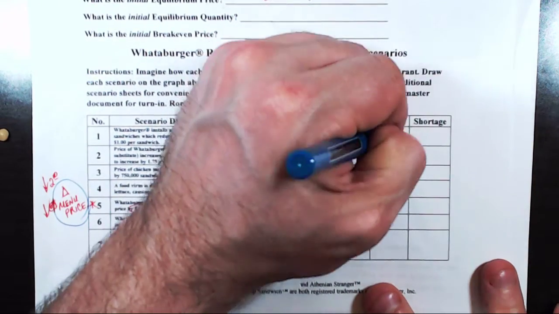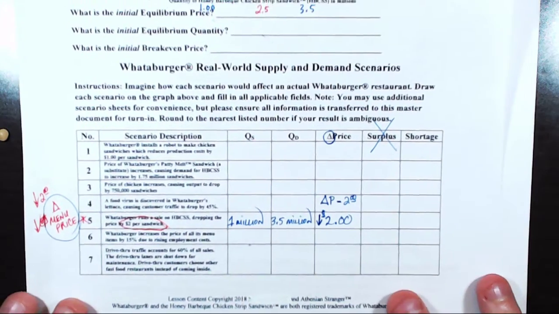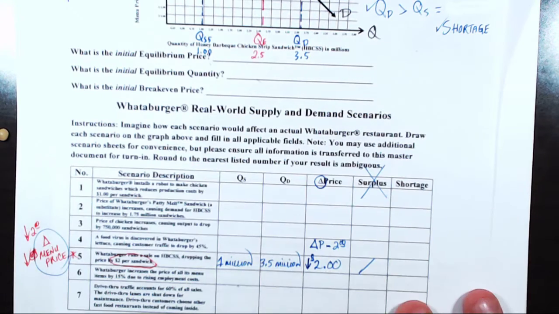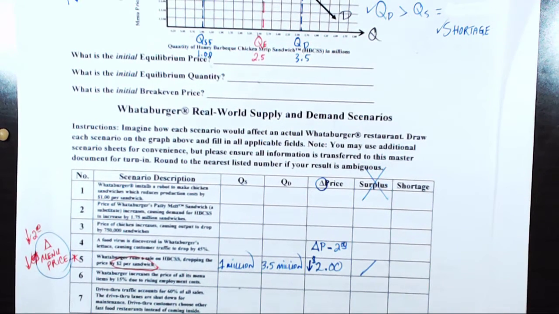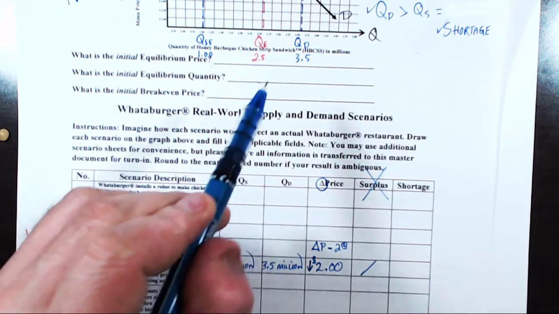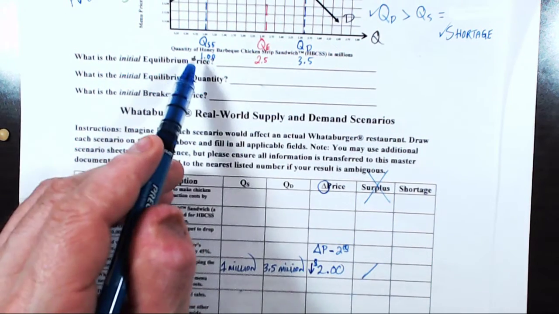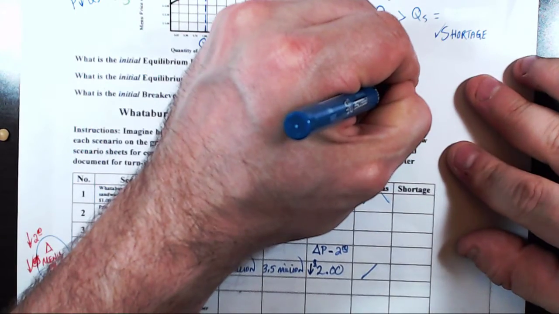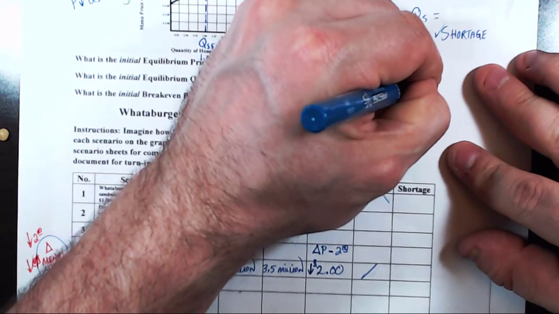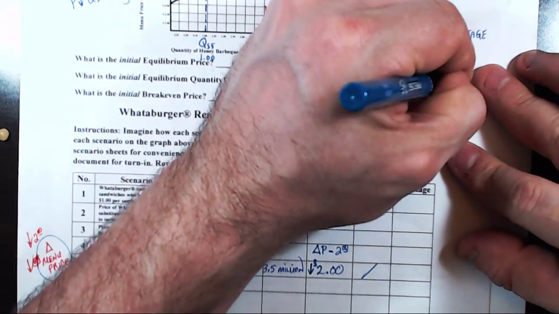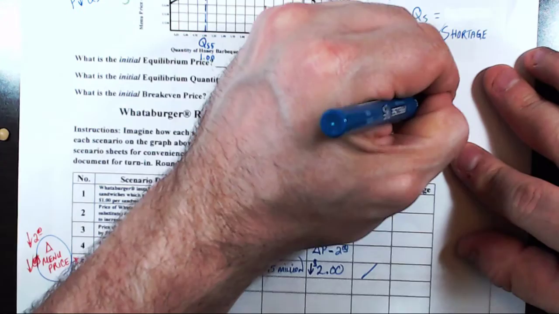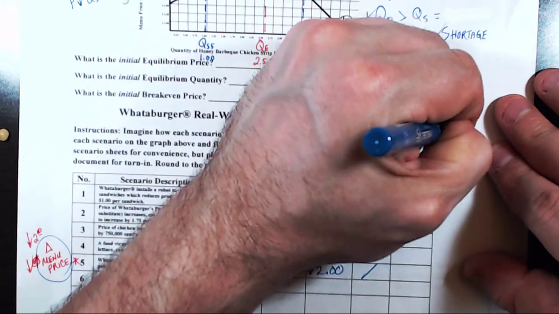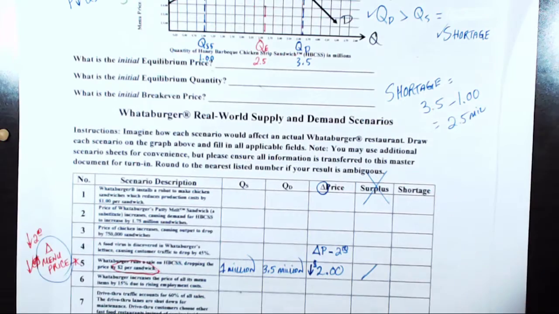So we don't have a surplus. I made that abundantly clear by making a mistake. Now, we have a shortage, so we do not have a surplus. What is our shortage equal to? Well, it's equal to the difference between the quantity demanded and the quantity supplied. So the surplus, or shortage, I'm going to get it right eventually. The shortage is equal to 3.5 minus 1.00. Right? So the shortage is equal to 2.5 million sandwiches.